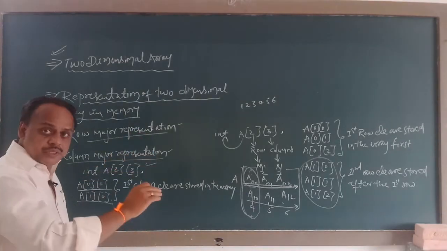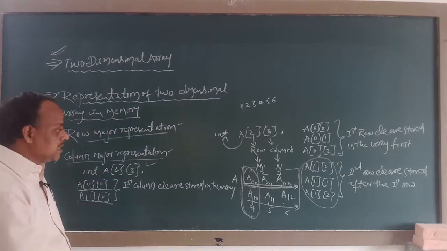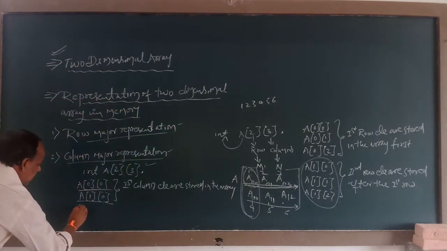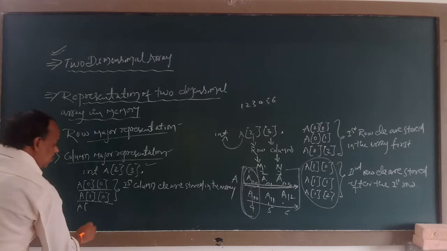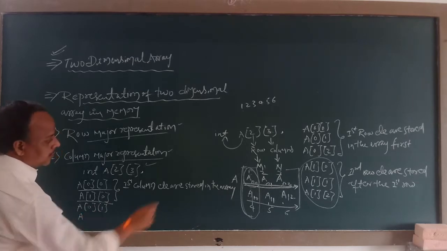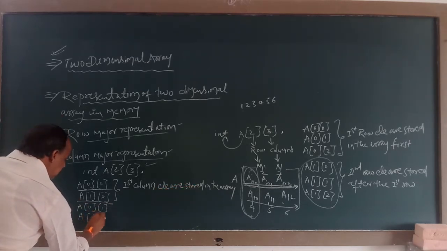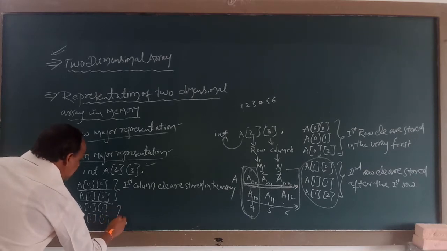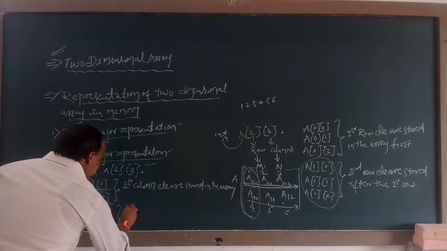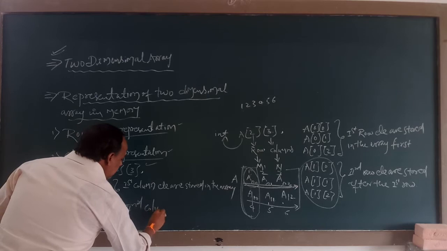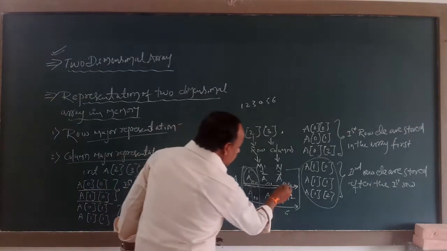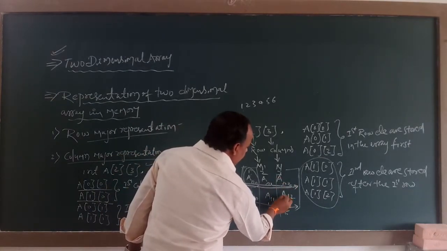And suppose we are entering further elements, they are going to be stored in the second column. So what are the second column memory locations? A[0][1] and A[1][1]. So these represent what? The second column. And the third column means what? A[0][2], A[1][2], right?